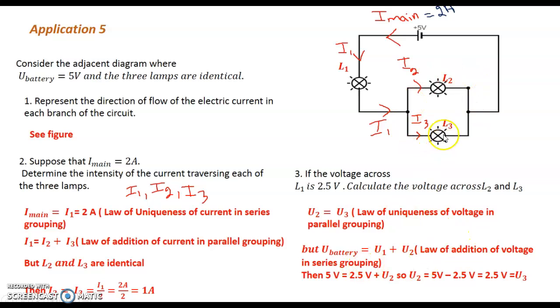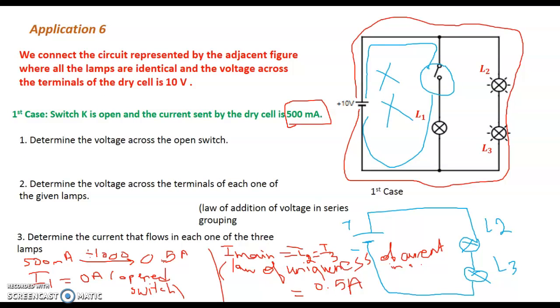Now for this grouping, the voltage of the grouping is equal to U2 equal to U3 because the voltage is unique in parallel grouping. So here I can say U battery equals U1 plus U2 by law of addition of voltage in series grouping. Then do the substitution and find that U2 equal U3 equal 2.5 volts.